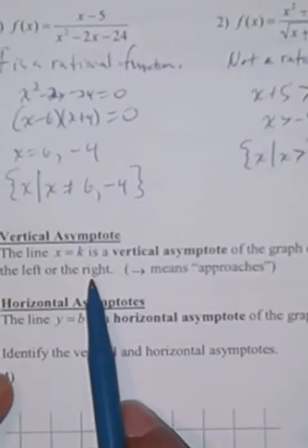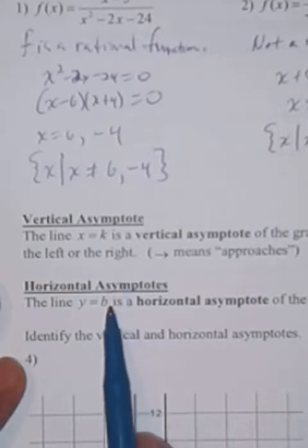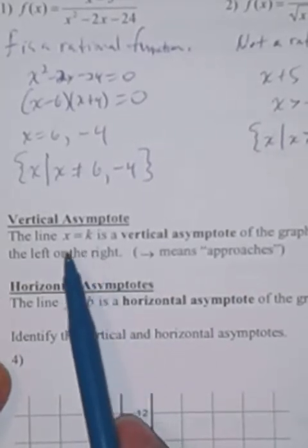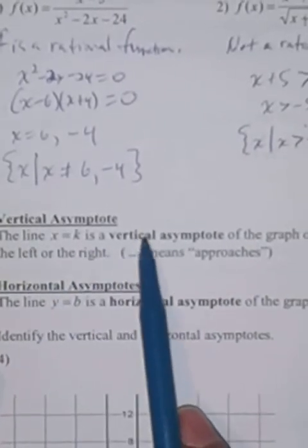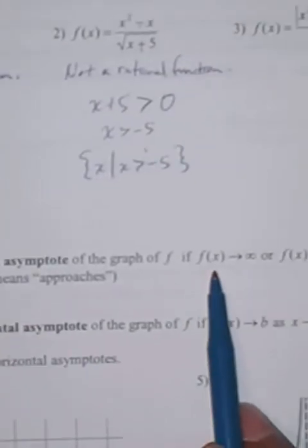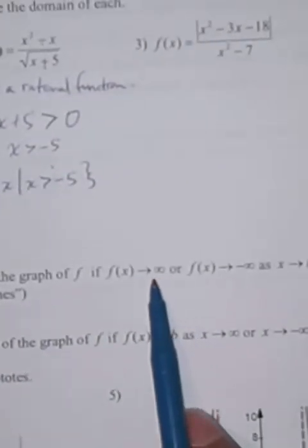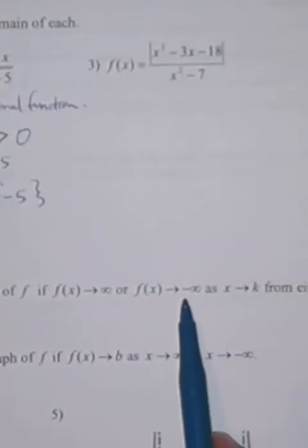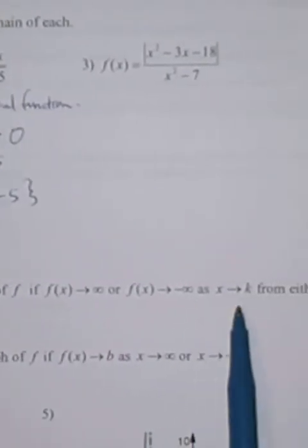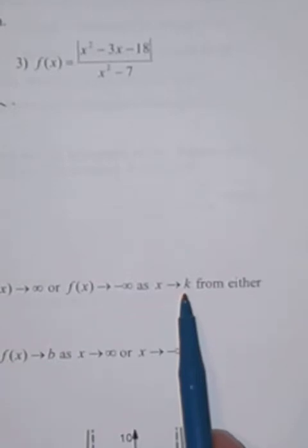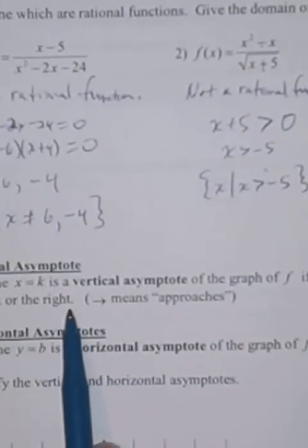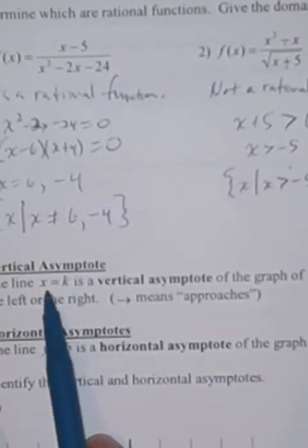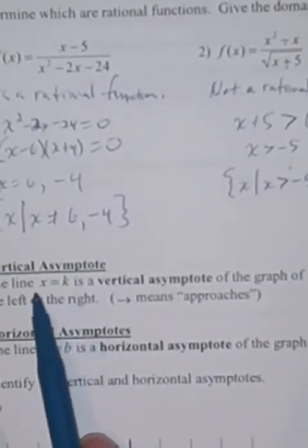All right, let's look at vertical asymptotes and horizontal asymptotes. What are they? The line x equals k is a vertical asymptote of the graph of f if f of x approaches infinity or negative infinity as x approaches k from either the left or the right side. K will be some number. Remember, this is a line, the line x equals k, so we have to give the answer in this form.